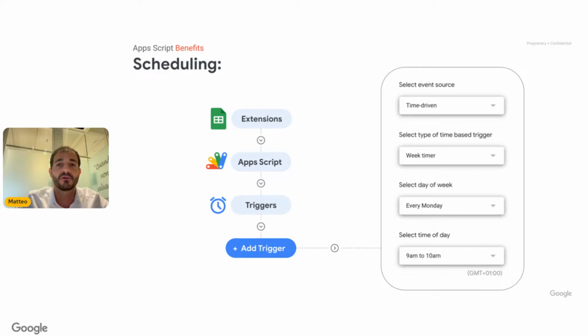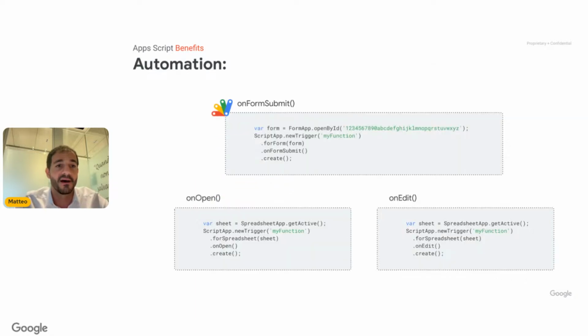So it's very easy to also run automated reporting, or if you have stuff that needs to be updated frequently, you can do it by this, and you don't even have to open the spreadsheet. It will do it automatically in the background. There's not just time-based triggers, but there's also on form submit, on open, and on edit. These are all triggers that can be triggered by other stuff.